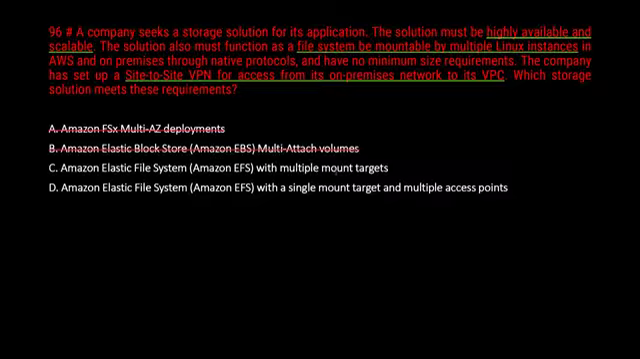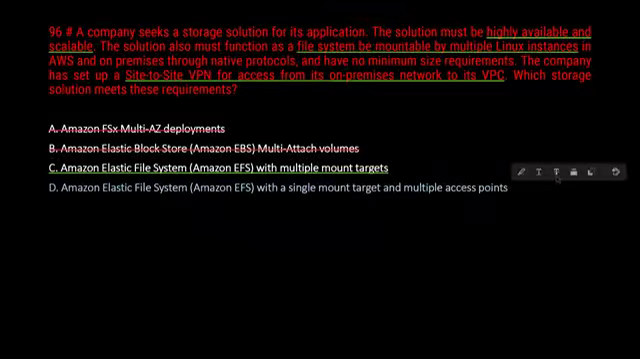Amazon Elastic File System with multiple mount targets, versus Amazon EFS with a single mount target and multiple access points. Why are we saying C is better than D? Because we are talking here about highly available and scalable. So instead of D, obviously going with multiple mount targets will be much better than a single mount target and multiple access points. What if this single mount target fails? Even if you have multiple access points, if you have a single mount target and it fails, then you are done. This is not highly available. When you have multiple mount targets, even if one fails, you still have other mount targets that you can use to access it. For that reason, we will go with C and not D.